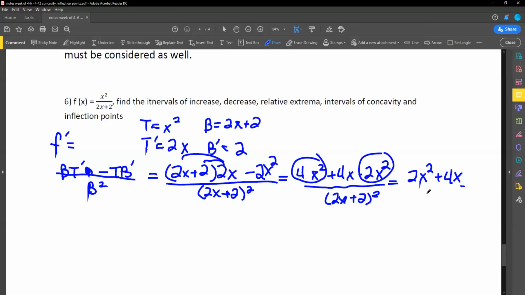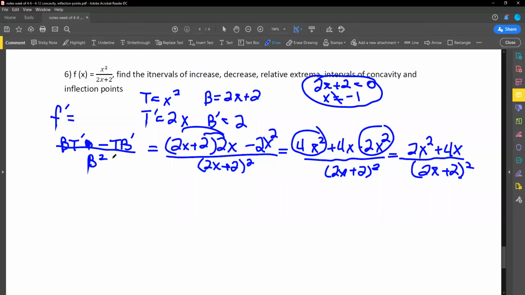Over (2x + 2) squared. So when I consider critical values, I have to consider where the derivative is equal to 0 on the top, because that'll give you where the derivative is 0, but where it equals 0 on the bottom is where it's undefined. And this is why we have to consider domain, because by setting the bottom of this to 0, if you go ahead and solve that, you're going to get -1. So what that tells you is you have a vertical asymptote at -1, so x cannot be -1. It's not in the domain. All right, so just keep that in mind as we work the problem.